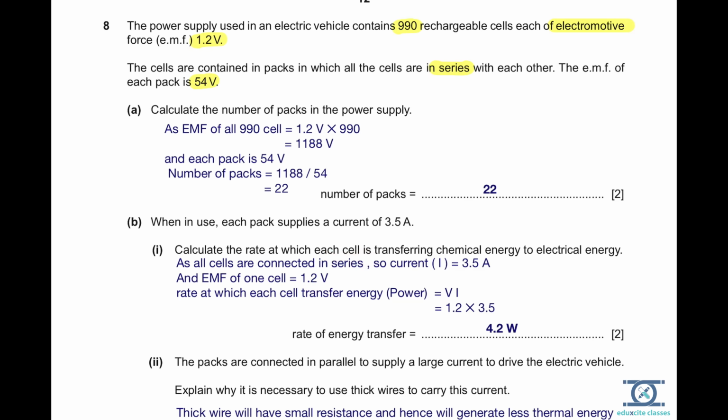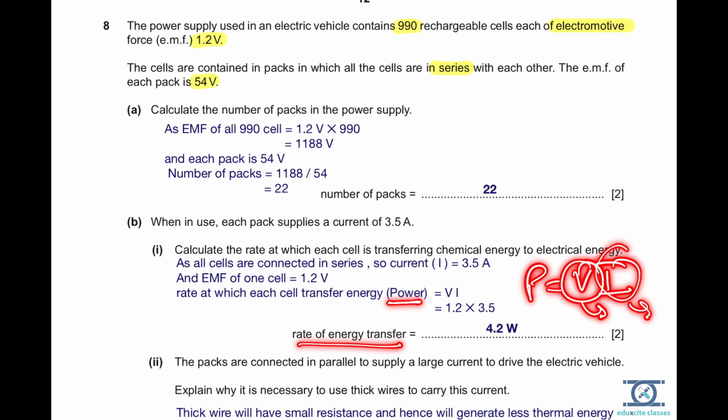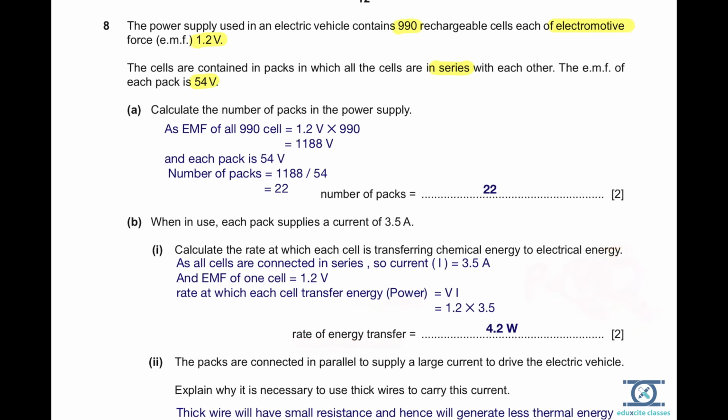The rate of energy transfer is nothing but the power. The power formula is V times I, where V is the EMF of one cell and I is the current flowing through that cell. As they are all connected in series, the current is 3.5 and the voltage is 1.2. Putting in the values, we get 4.2 watt, that is the rate of energy transfer, or you can say 4.2 joule of energy is transferred per second. Therefore 1 watt is nothing but 1 joule per second.